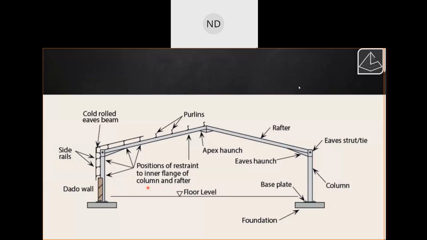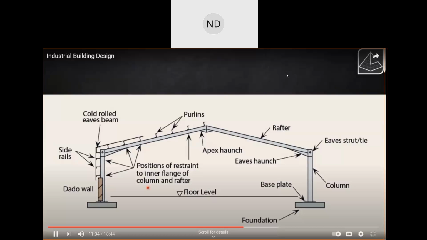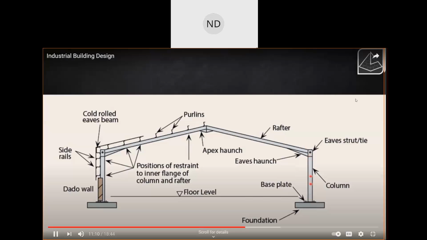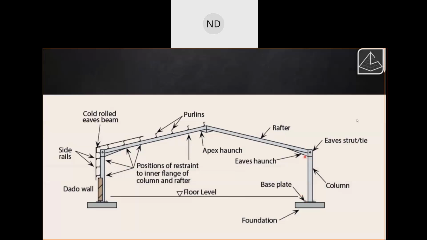On looking at the cross section of one of the frames, you can see we have a foundation which supports the column. This column is bolted or anchored to the foundation. These are the eaves strut, or you can say tie. This is the rafter. On top of the rafter, there are purlins. These are anchored sections which will support the sheeting. You can see the sheeting is provided like this, bolted or screwed.